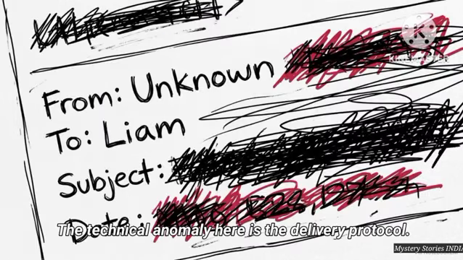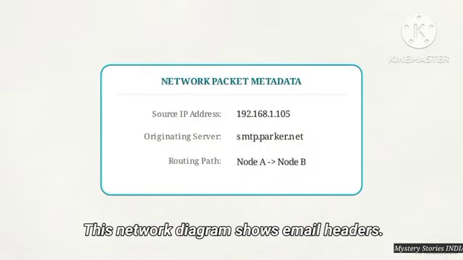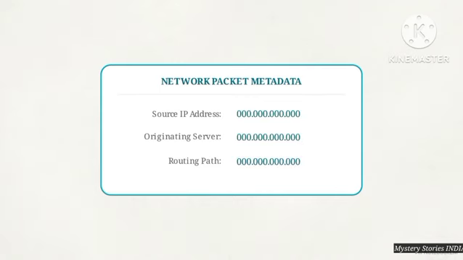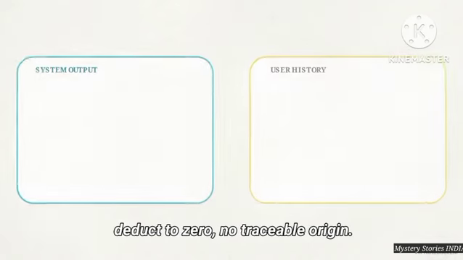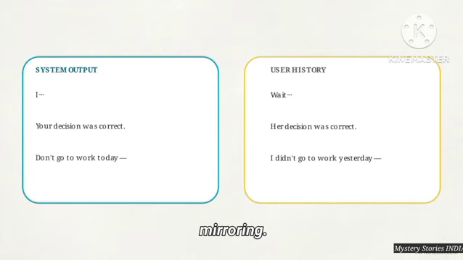The technical anomaly here is the delivery protocol. This network diagram shows email headers. In the Parker scenario, IP and server fields redact to 0, no traceable origin. To compensate, the system uses cognitive mirroring.